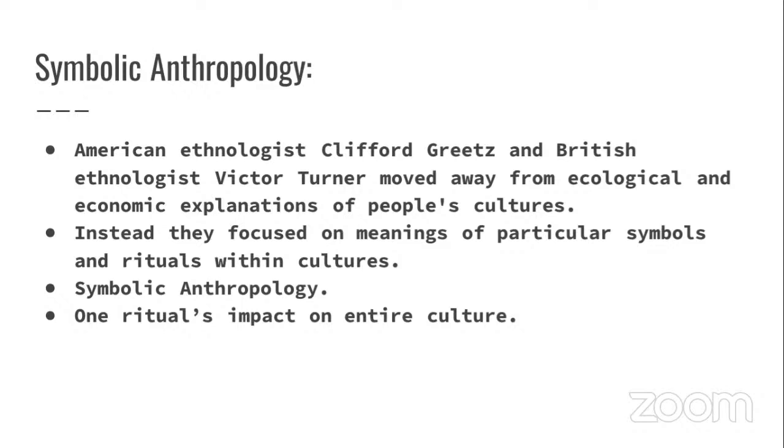Now, Victor Turner moved away from that. Instead, they focused on the meanings of particular symbols and rituals. The concepts he gave resulted in symbolic anthropology. A particular ritual and a particular symbol that exists in a culture, and what is its impact on the entire culture? He moved away from ecological and economic explanations and looked for the meanings of particular cultural symbols and rituals within a culture, and how those rituals and symbols change the way people in a particular society think, how it changes the entire culture.